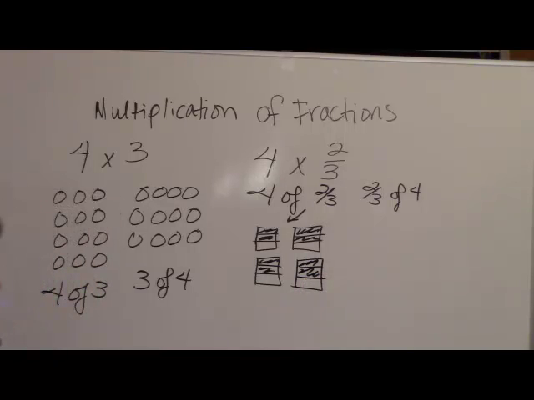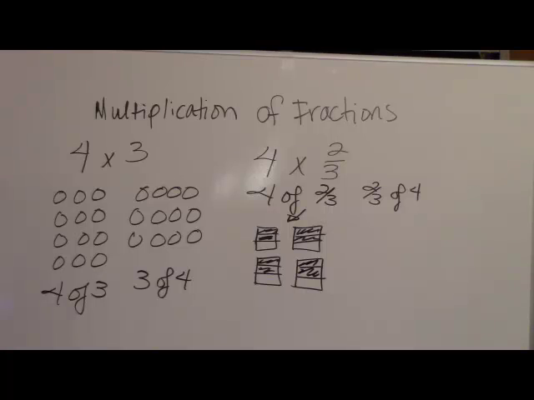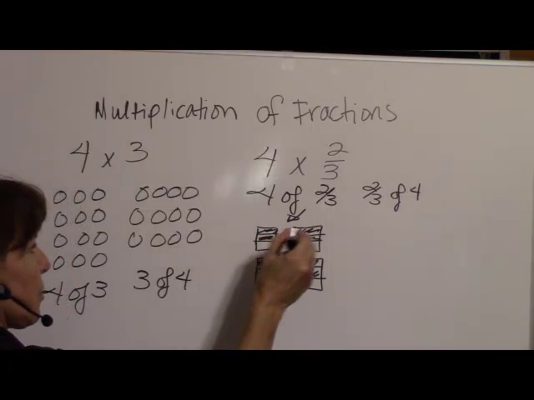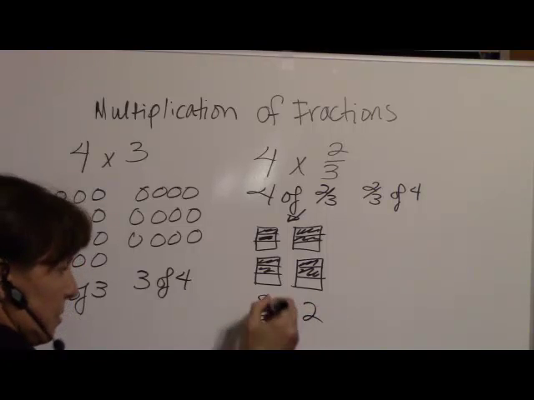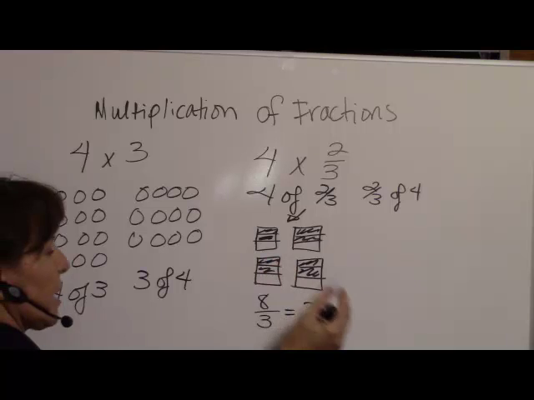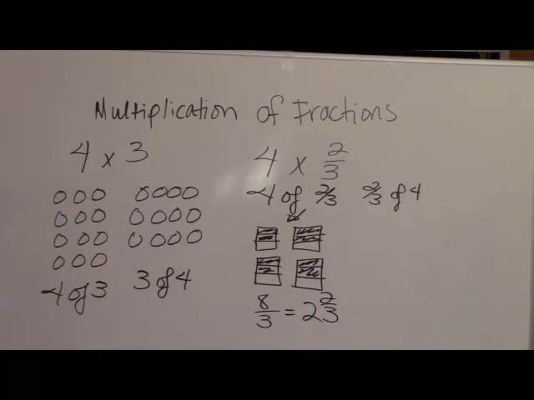And then remember, your answer for multiplication is out of the whole. So the question is, how many thirds do you have? So we have 2, 4, 6, 8 thirds. So there's 2 wholes, which, again, if you divide 8 by 3, there's 1, 2, 3, 4, 5, 6, 7, 8. So there's 2 and 2/3 total. Okay, so that's what you get when you multiply 4 by 2/3.